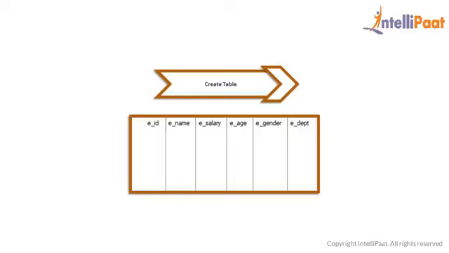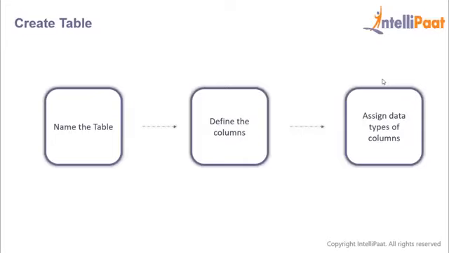How to create a table in SQL? We'll be creating an employee table which would comprise of employee ID, employee name, the employee's salary, age and gender, and the department in which the employee works. So let's have a look at the steps to create a table in SQL. First we'd have to start off by giving a name to the table. After naming the table, we'd have to define the columns which would be a part of our table. And finally, we'd have to assign a data type to each of the columns which we have defined.